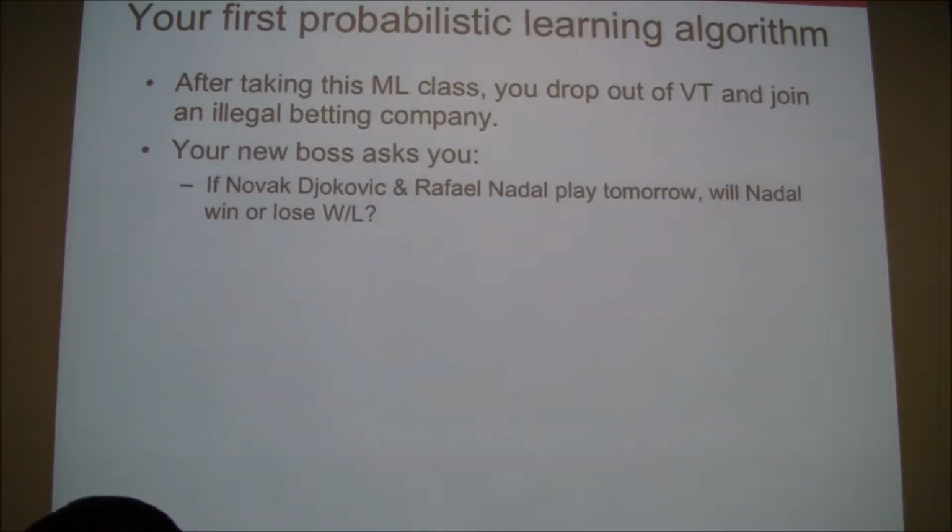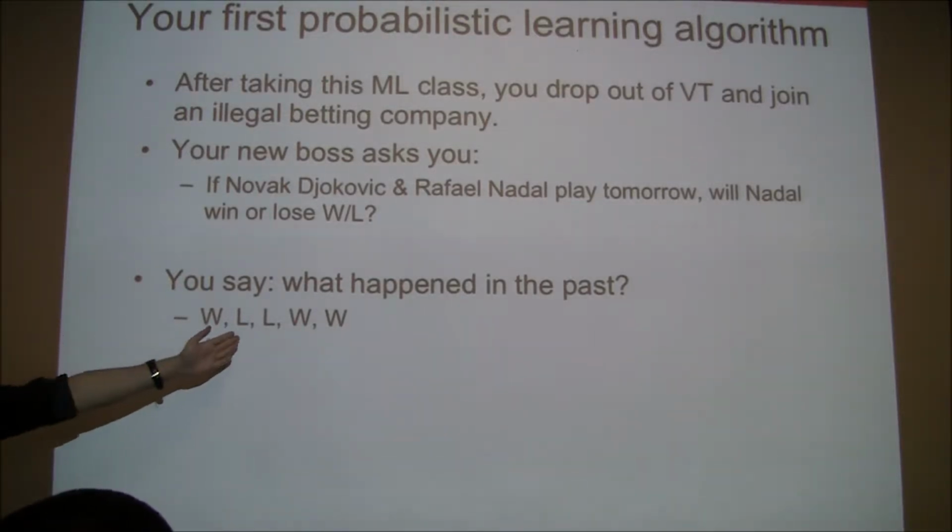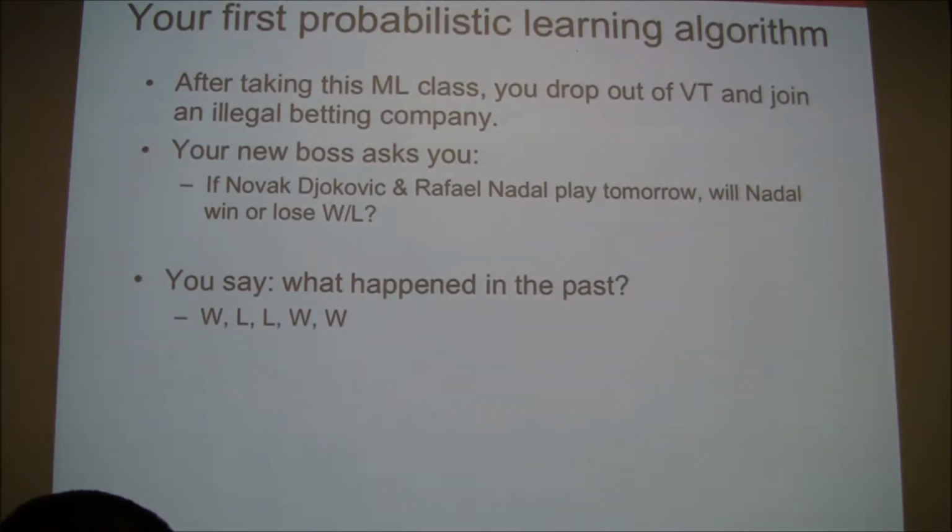Your new boss asks you: if Novak Djokovic and Rafael Nadal play tomorrow, will Nadal win or lose? And what is your answer? No, that is not your answer. Your answer is: show me the data. Don't make a decision till you see data. So your answer is, all right, show me the data. What happened in the past? And here's what happened. Nadal winning or losing, that's what W and L mean. Nadal won, then lost, then won 2 matches. And so you say the probability that Nadal wins tomorrow is?